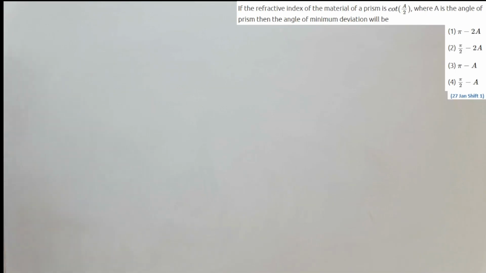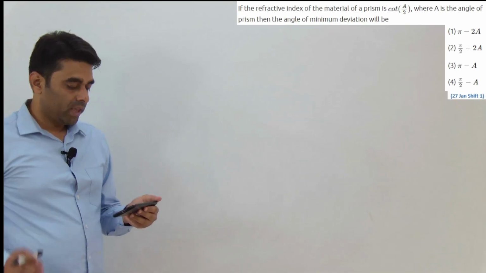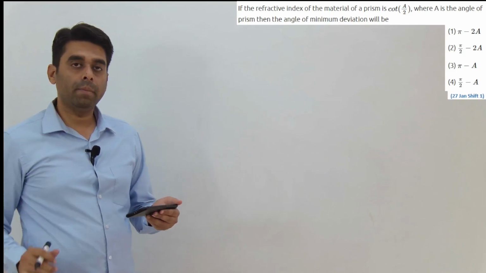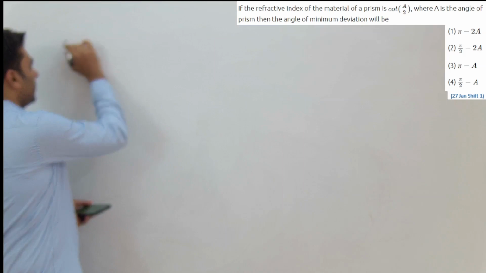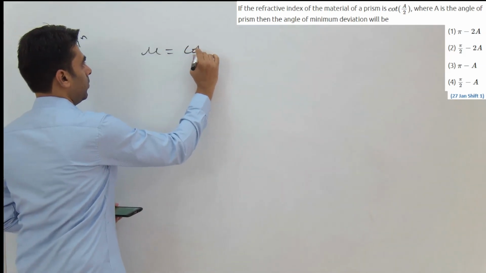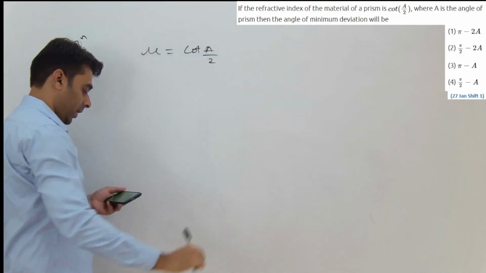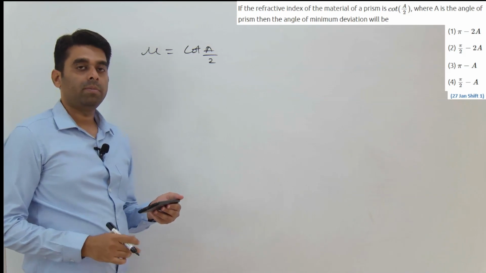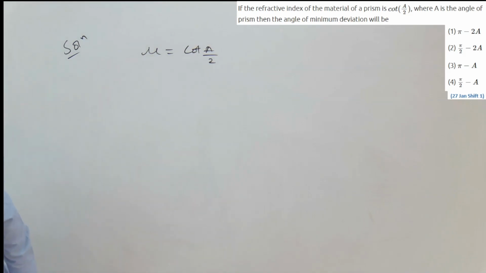So our next question is, if the refractive index of the material of a prism is cot A/2, refractive index mu is given as cot A/2, where A is the angle of prism, then the angle of minimum deviation is. So what is our relation?